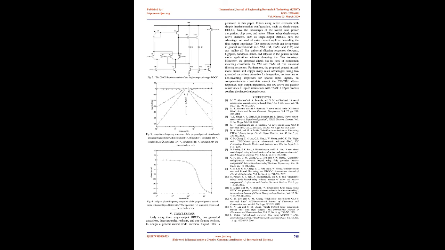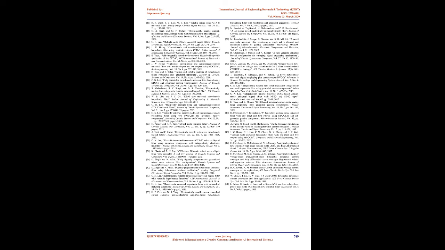Taking into account the non-idealities of the DDCC 1, DDCC 2, and DDCC 3, we obtain the non-idealities as below. The denominator of the non-ideal general mixed-mode universal biquad transfer function becomes as follows. The ω0 and Q of the non-ideal mixed-mode biquad are given. The active and passive sensitivities of ω0 and Q are from 19 to 23. The proposed general mixed-mode universal biquad filter has low active and passive sensitivities, not larger than unity in absolute value.